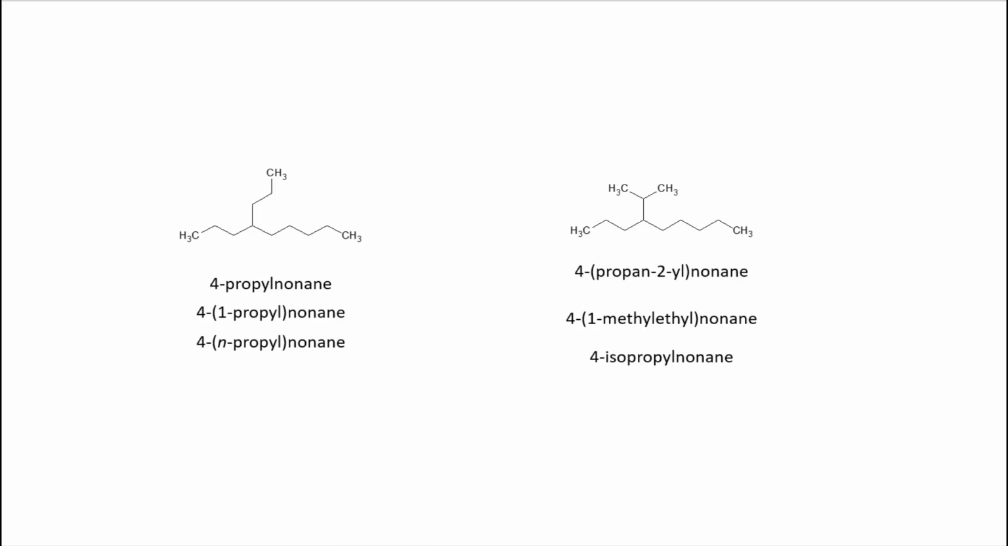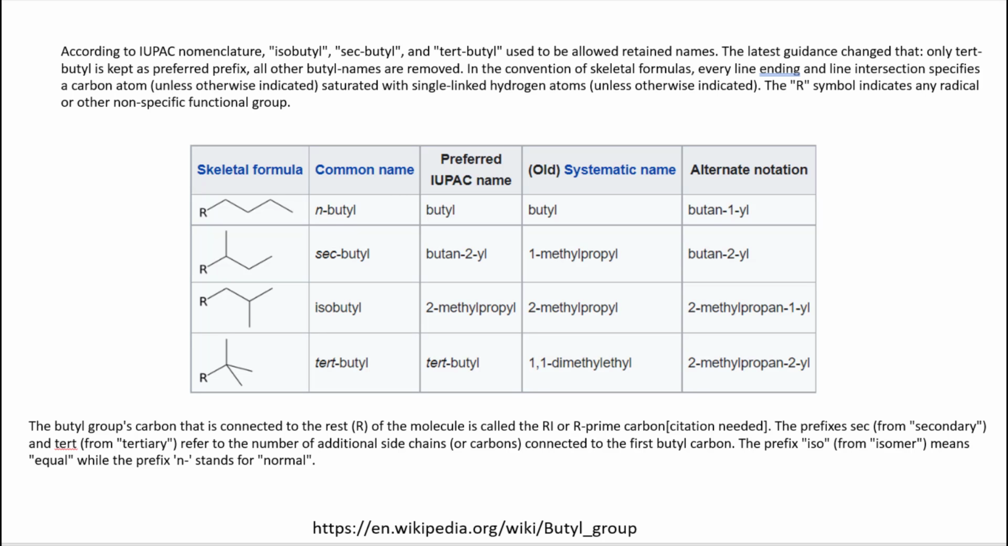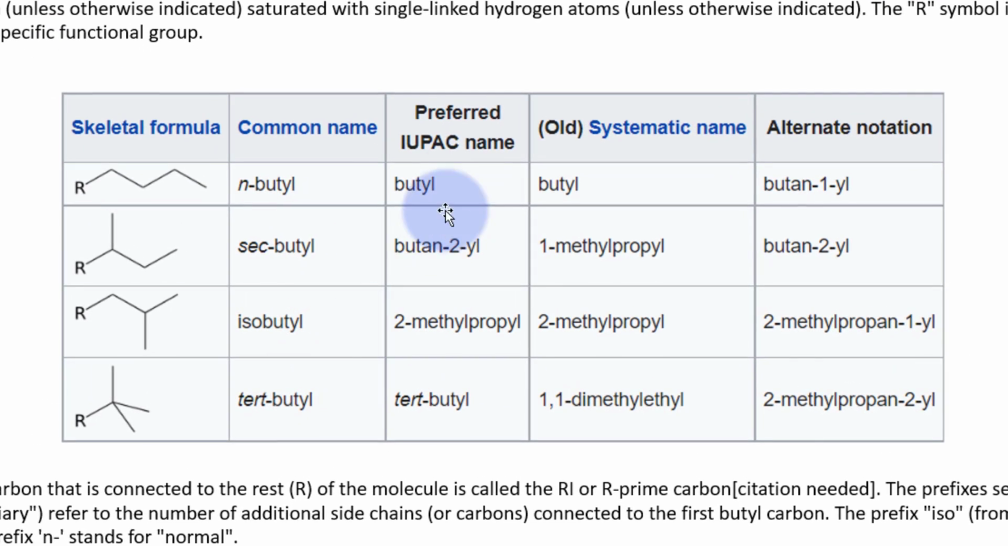So let's try butane. We have some information here from Wikipedia, which is a great source for scientific information, and this is the resource right here. They've got a nice table that shows the common names, the preferred IUPAC name, the systematic name, the old name, and now an alternate solution. This is kind of where they're trying to head to. This is also the IUPAC preferred name, right here.